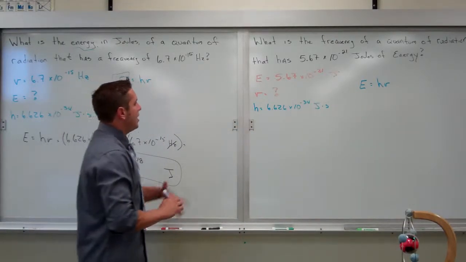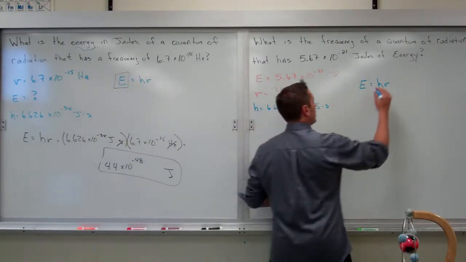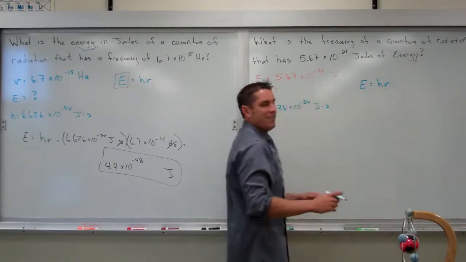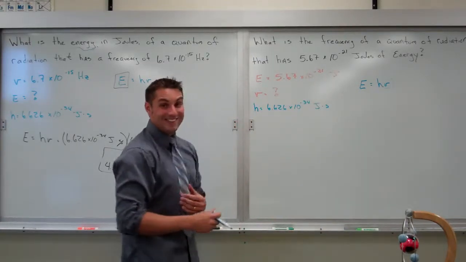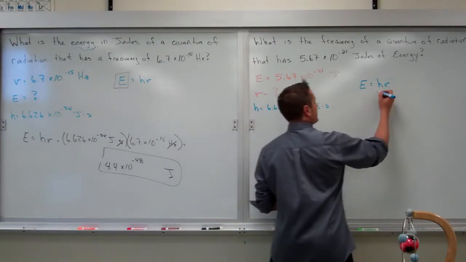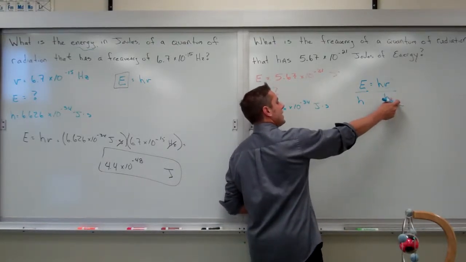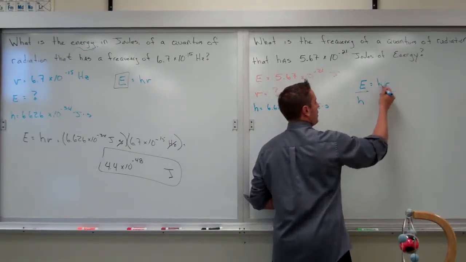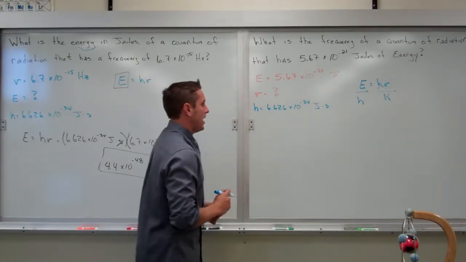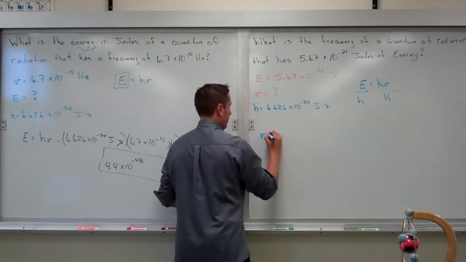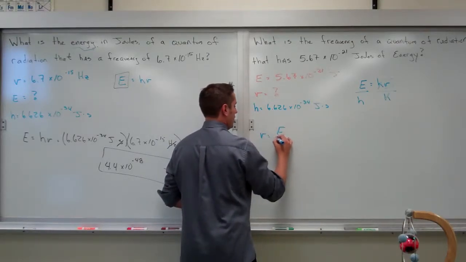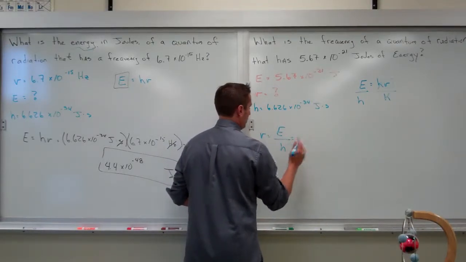A little different this time. I'm looking for frequency, which means I need that by itself. It currently is not, so we have to get it by itself by dividing away what's next to it. What I do to one side, I always have to do to the other, according to math class. So those will cancel, and I'll get v is equal to E over Planck's constant.